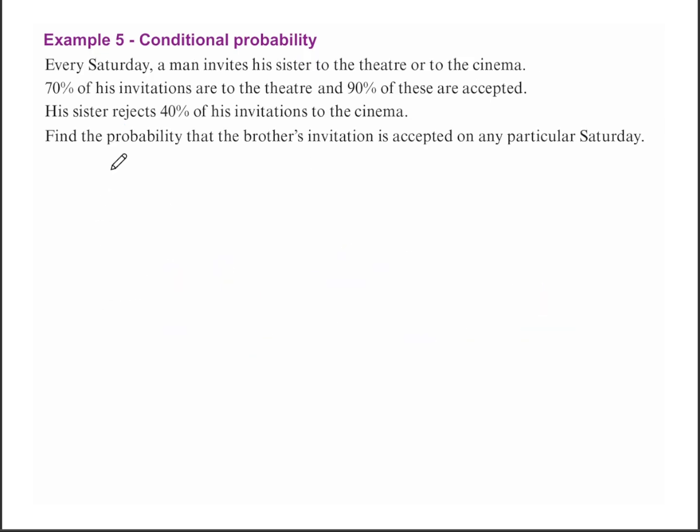Next, every Saturday, a man invites his sister to a theater or to the cinema. 70% of his invitations are to the theater, and 90% of these are accepted. His sister rejects 40% of the invitations to the cinema. How are you going to do this? Using a tree diagram. So firstly, the boy invites his sister to either the theater or the cinema.